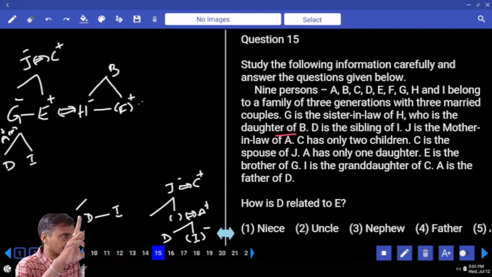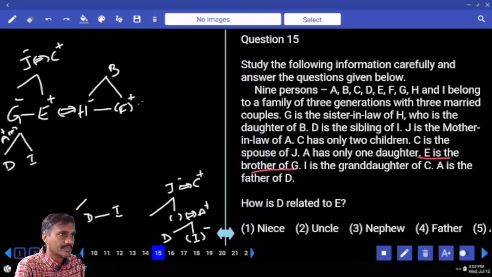And you should always take 2 possibilities for brother-in-law or sister-in-law. Now in the first case we have taken spouse's sister. Not valid. Why? Because now we have one more piece of information. G is the sister of A, who is the brother. From there we have started.